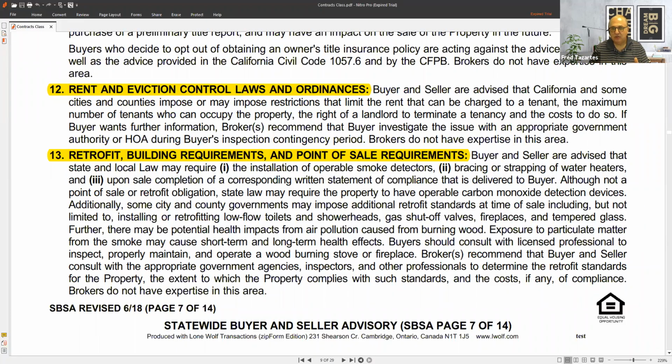In California, we have a requirement for water conservation, toilets and showers. But at this point, it's not a point of sale requirement. It's just a question. Do you have them? Are you aware of them? Yes or no? In LA City, it's actually a point of sale.